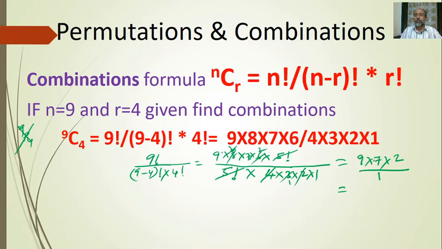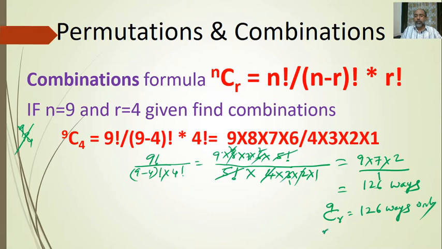9 into 7 is 63, into 2 is 126 ways. So 9C4 is equal to 126 ways only.